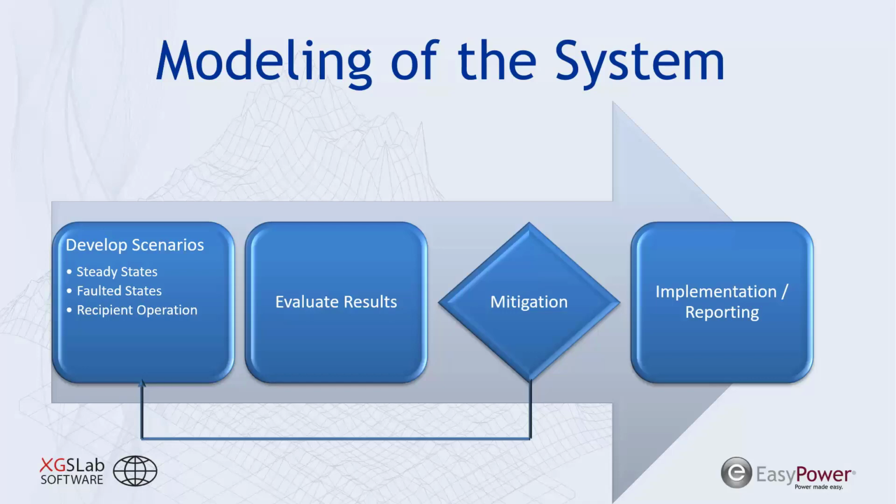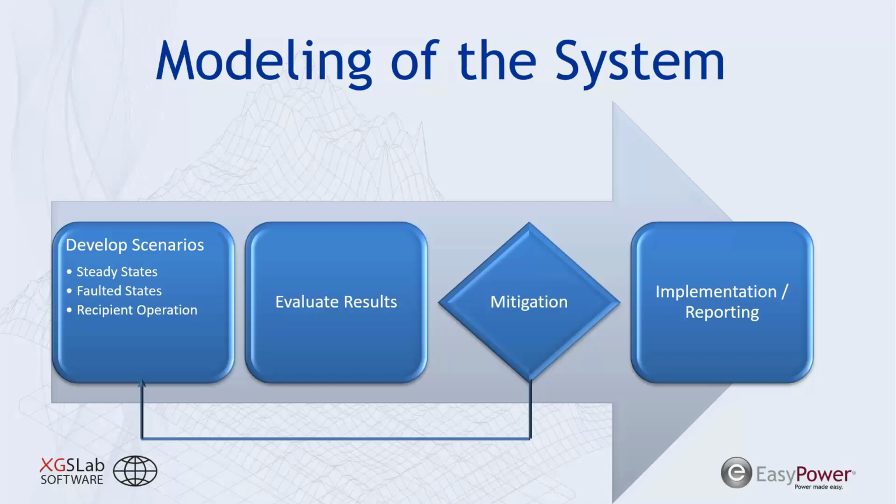And if you need some sort of mitigation, or you're exceeding your limits, you typically have to rerun all of your analysis, because any mitigation effort that you incorporate may have effects on the steady state results, on the faulted results, and on how the recipient and its different operational configurations will be affected. So it's a very iterative process, and typically any change that you make in your model is going to have a cascading effect for the rest of the system.